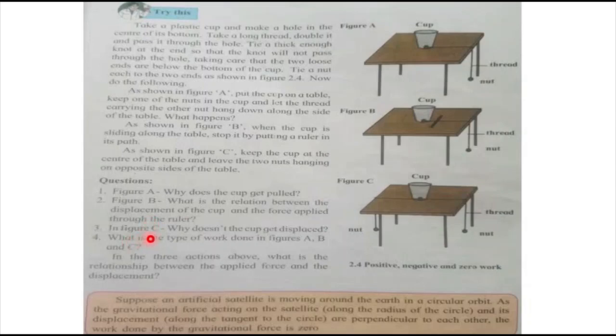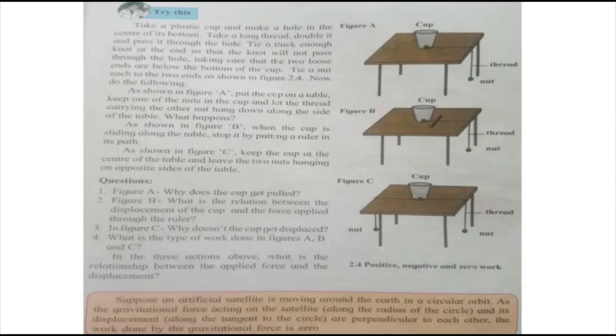Question 3, in figure C, why doesn't the cup get displaced? Because the net force on the cup is 0. Fourth question, what is the type of work done in figures A, B and C? And work done is positive, negative and 0 respectively. In the three actions above, what is the relationship between the applied force and displacement? Here, unbalanced force causes displacement of a body.